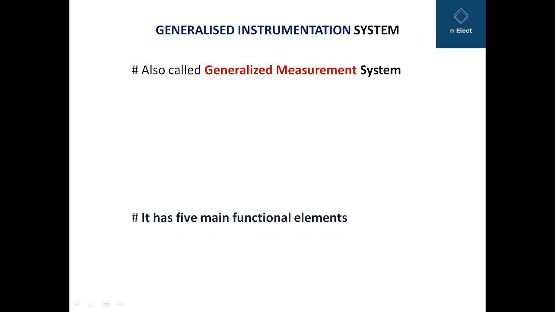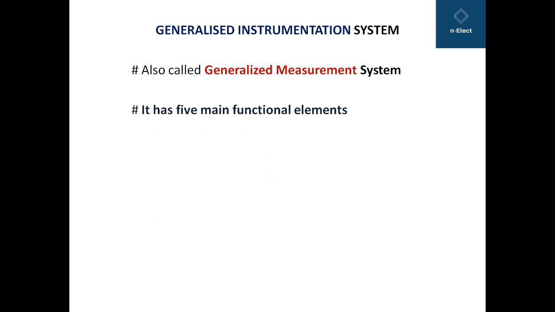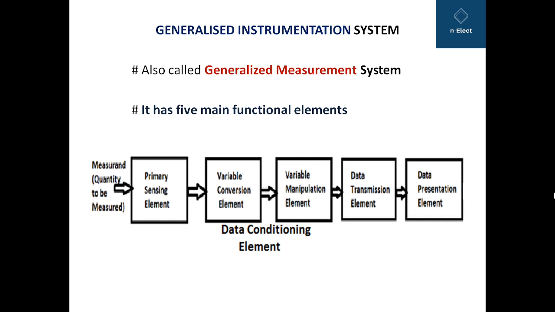Here in the generalized instrumentation system, basically this is a measurement system, and that's why its parallel name is generalized measurement system. It has five main functional elements or five main functional blocks in its block diagram. You can see the diagram. Here there are five different blocks.